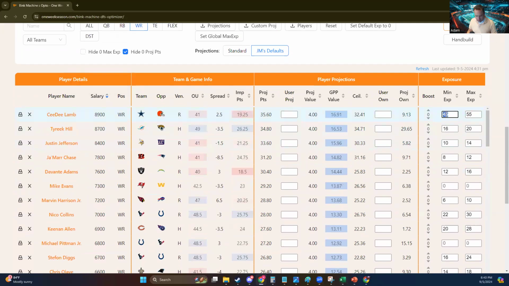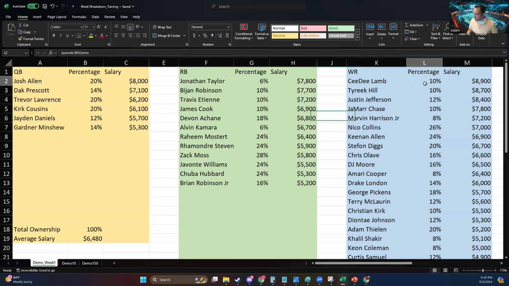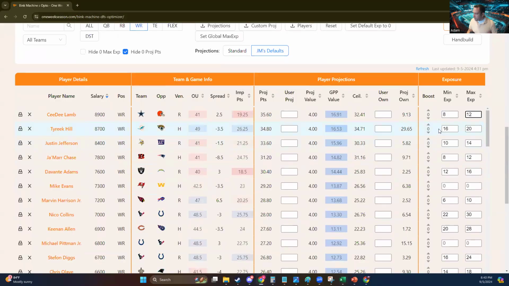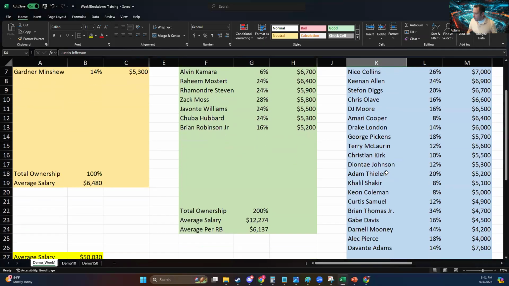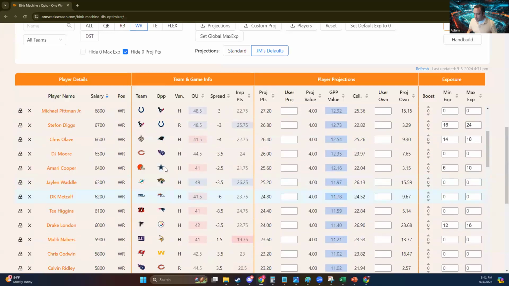C-Lamb. I got it down to like 10%, right? So that was 8 to 12. Tyreek, I got him down to 10% also. 8 to 12. I was able to leave that. And then, let's see if I remember this. I think I ate Thielen.